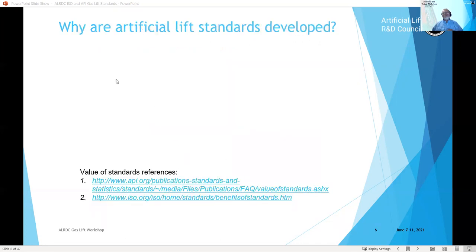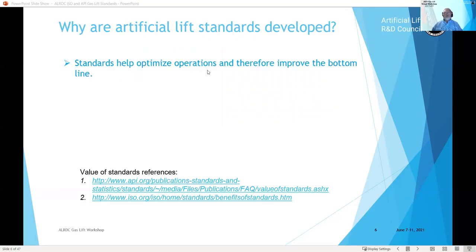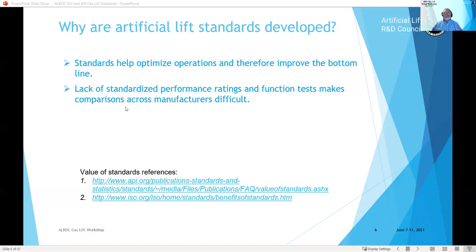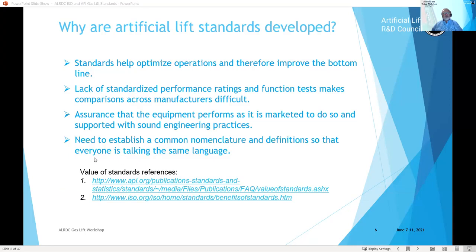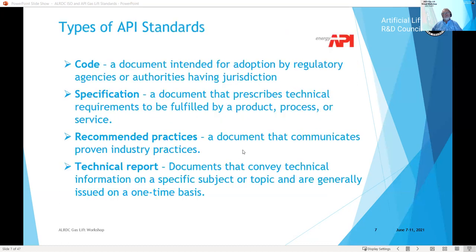So why are artificial lift standards developed? Standards help optimize operations and therefore improve the bottom line. The lack of standardized performance ratings and functional tests makes comparisons across manufacturers difficult. There is a need for assurance that the equipment performs as it is marketed, supported by sound engineering practices, and the need to establish a common nomenclature and definitions so that everyone is talking the same language.